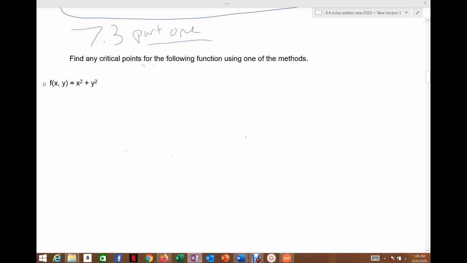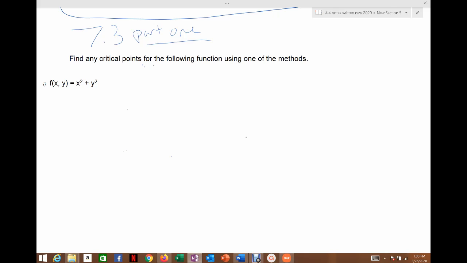Alright, so this lesson is, well, we started in 7.3 part 1, introducing what the graph of three-dimensional shapes look like with two variables. And then we talked about finding critical values, right? We set up what critical values are, where they exist, and how we find them. And so this set of notes is where we're going to be practicing that.